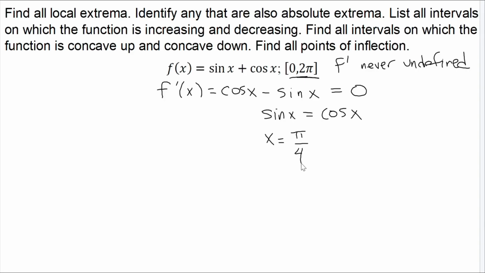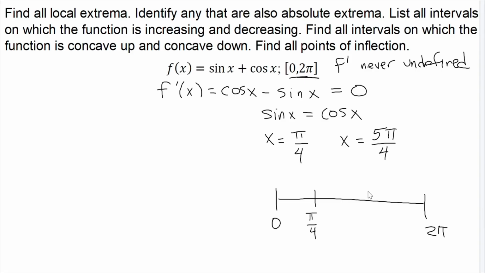In the second quadrant, at 3 pi over 4, sine is positive, but cosine is negative, so that doesn't work. But in the third quadrant, both of them are negative, so that value will be 5 pi over 4. And then we won't look at 7 pi over 4 because cosine's positive, but sine is negative in the fourth quadrant. So we have 2 critical values, and with those 2 critical values, we'll just make a sign chart, remembering that we want to stop our sign chart at both 0 and 2 pi.